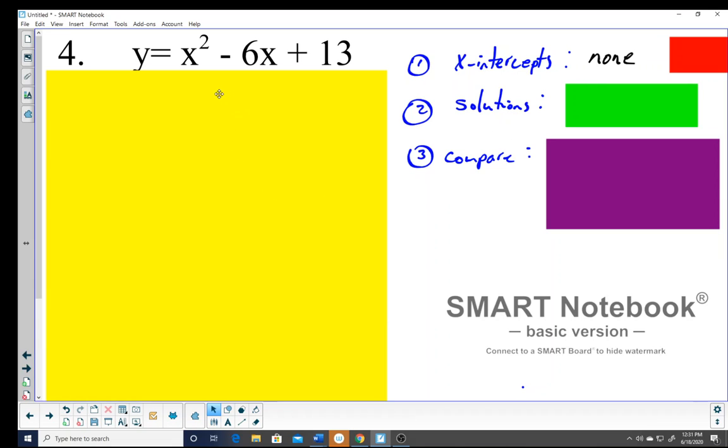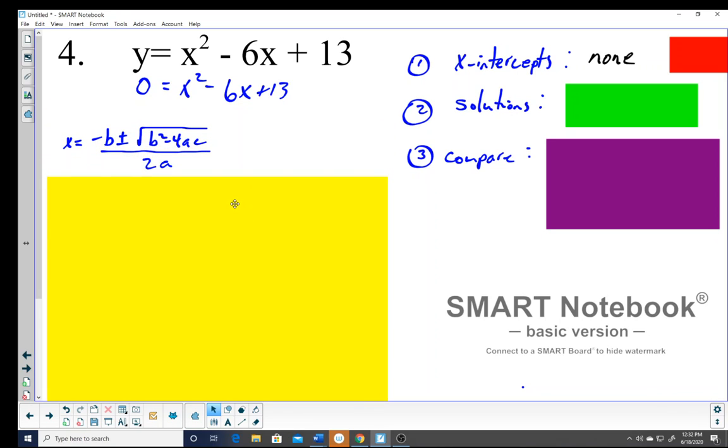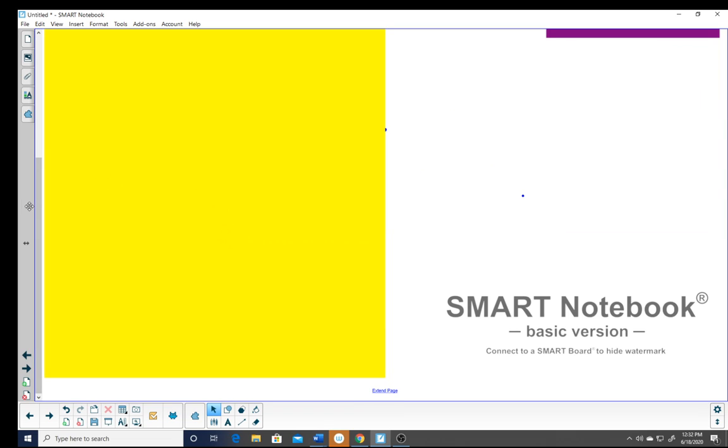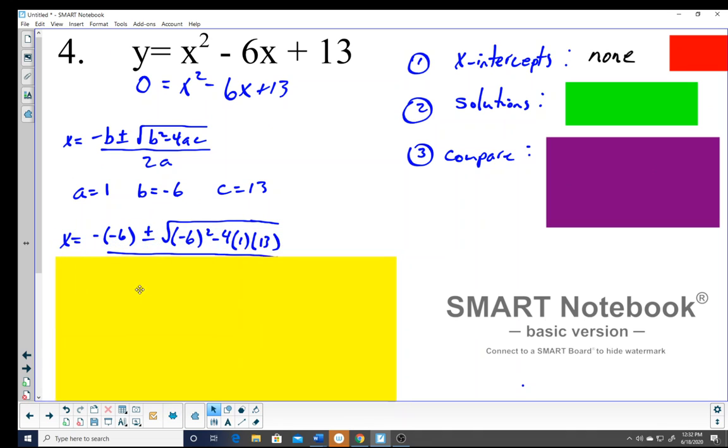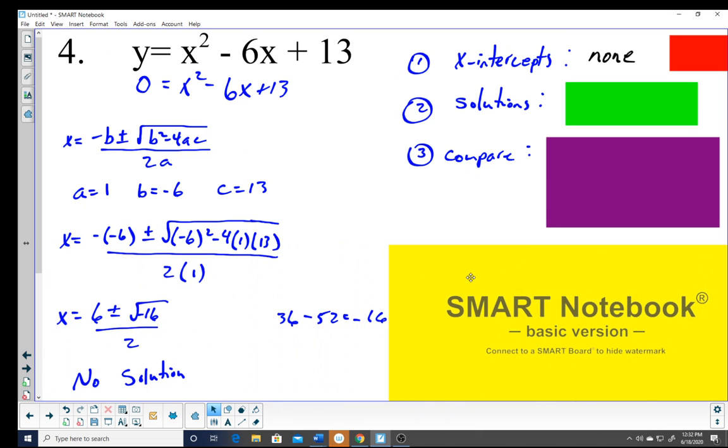Well, now let's solve it. We're going to make 0 equal to x squared minus 6x plus 13. If you quickly think, the only factors of 13 are 13 and 1, and there's no way that you could factor that to get a sum of negative 6. So this is not something we could easily factor. So what can we always do? We can just use the quadratic formula. So your a value would be 1, your b value would be negative 6, and c would be 13.